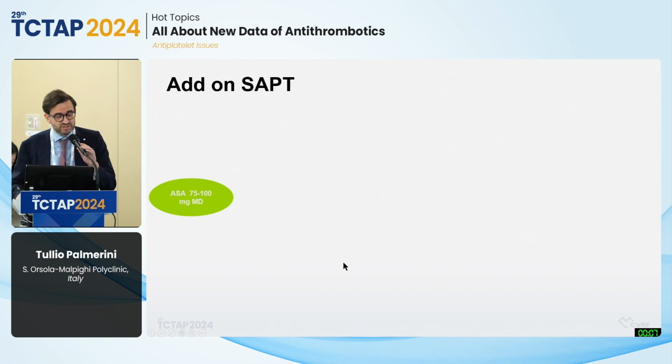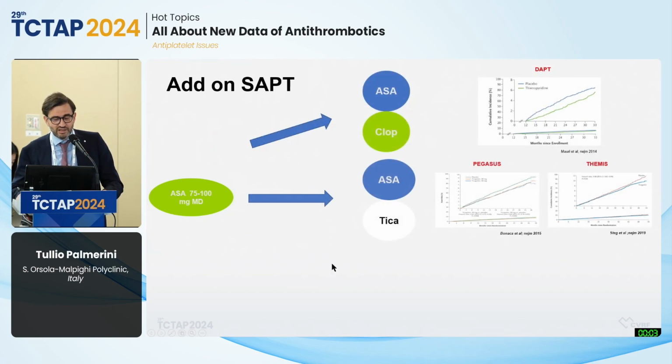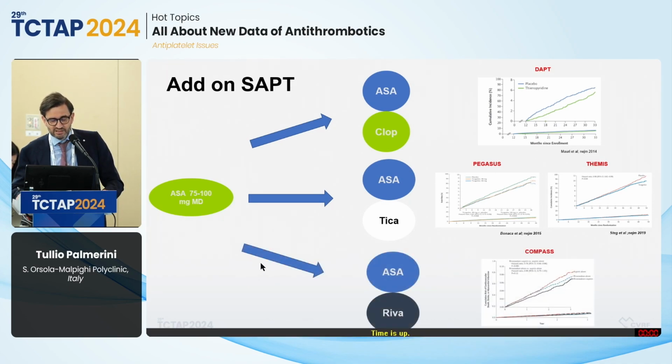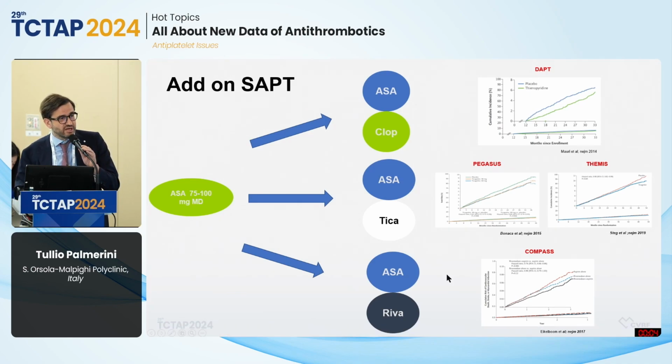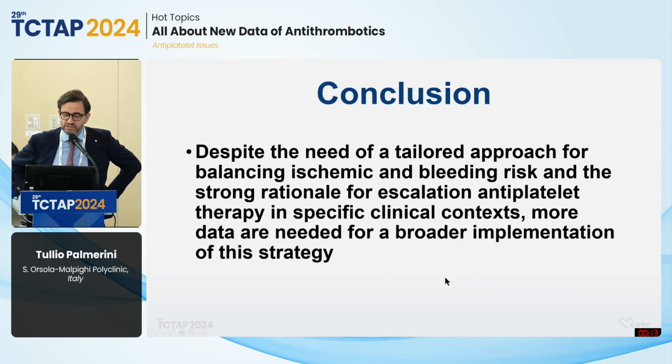Finally, adding on to single antiplatelet therapy: adding clopidogrel, we have the DAPT trial; adding ticagrelor, we have 2 trials, PEGASUS and THEMIS; adding rivaroxaban, we have the COMPASS trial. All these trials have shown a reduction in ischemic events, but an increase in bleeding events. So, in conclusion, despite the need for a tailored approach for balancing ischemic and bleeding risk and the strong rationale for escalation antiplatelet therapy in specific clinical contexts, more data are needed for a broader implementation of this strategy.